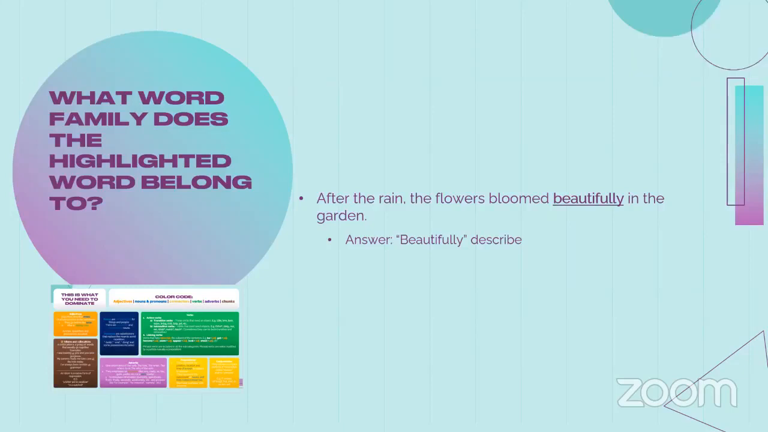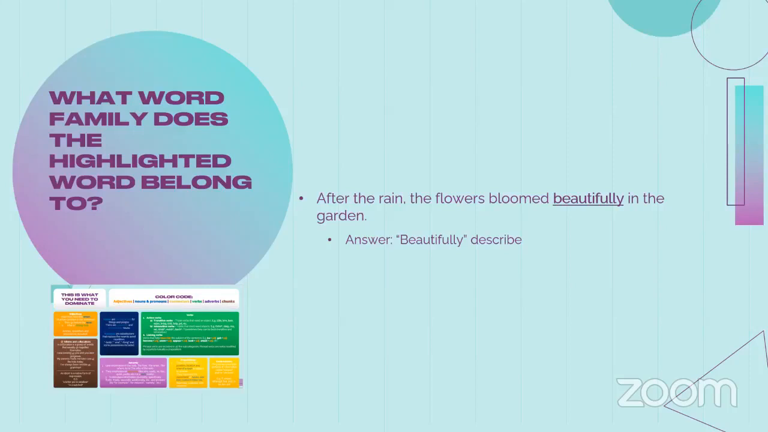You said that it describes a particular characteristic of the flowers. The characteristic is beautiful. Correct. The word beautifully is describing a particular characteristic of the flowers. What characteristic is it describing? Bloom. Bloom is not a description. It's not a characteristic. It's a verb.